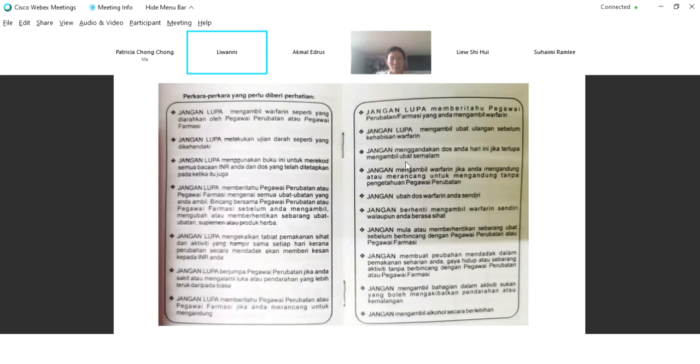This was taken from the patient's anticoagulation book. So these are the things that the patient has to do and also cannot do throughout when they are on warfarin therapy.